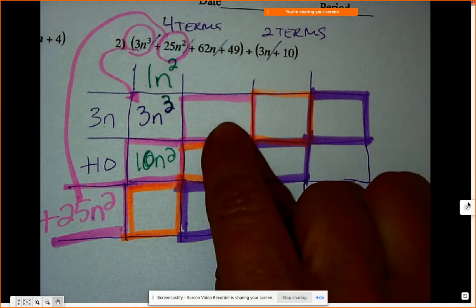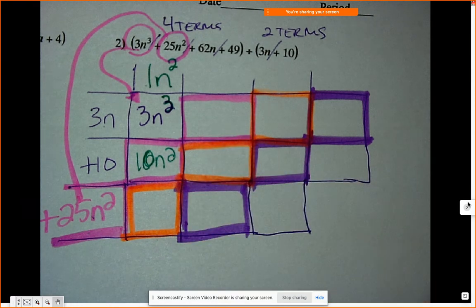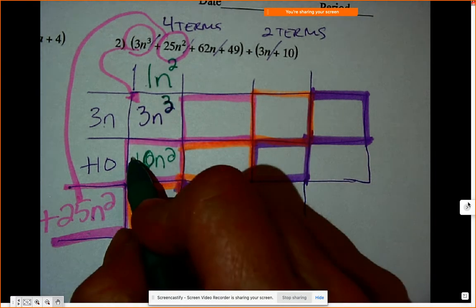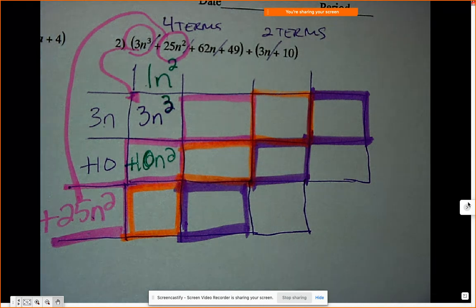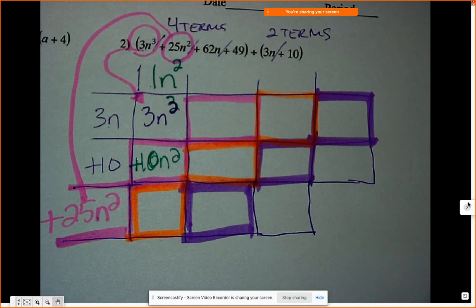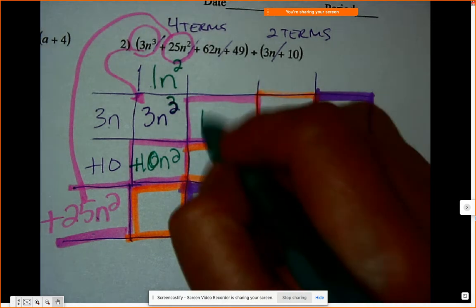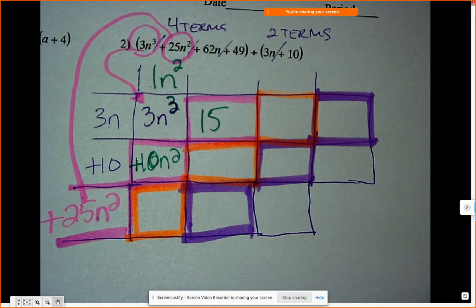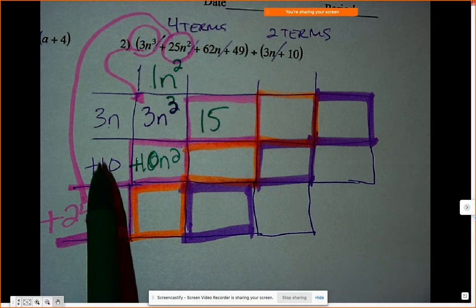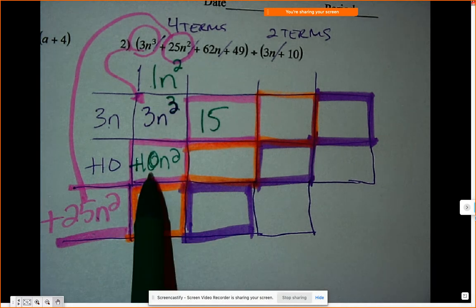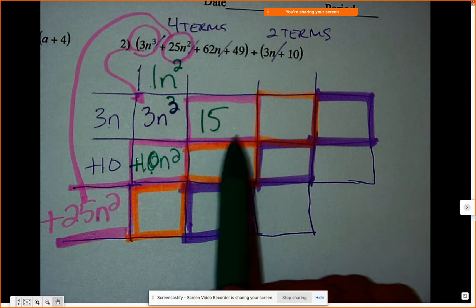So somebody go out on a limb and tell me what has to be in that box in order for this to be a true statement. Who's got me? 15. 15. Wait, why is it 10n squared? Because in the pink, 10 times n squared is 10n squared. Oh, okay. So what else do I need here, though? It's not just 15. It's 15n squared.